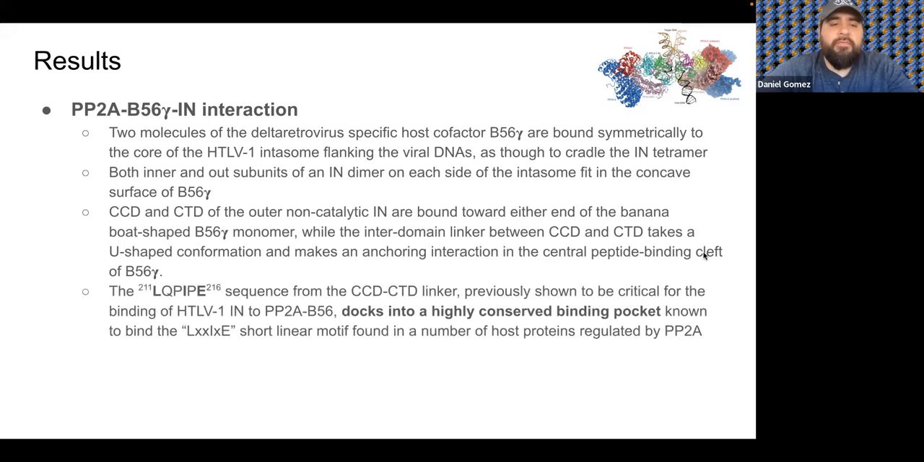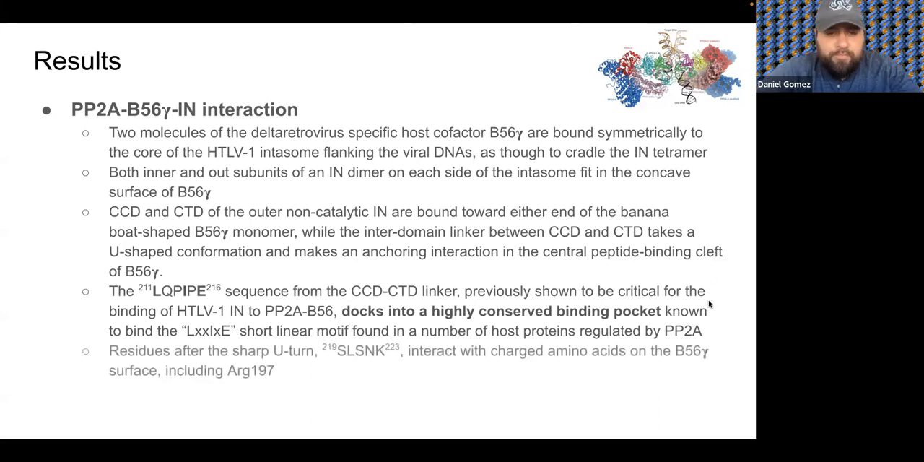Now there is this motif between positions 211 and 216 with the LQPIPE sequence, and this is from the CCD-CTD linker, and we'll see this in a bit. It's been known to be critical for HTLV-1 IN binding to PP2A B56, so it docks to a highly conserved binding pocket known as the LXXIXE, so it's essentially LIE with three different X's. That's a short linear motif found in a number of host proteins regulated by PP2A.